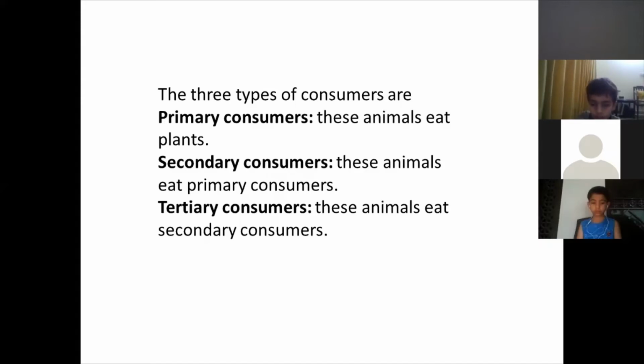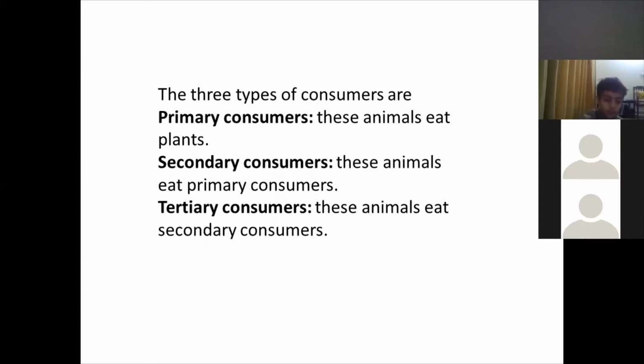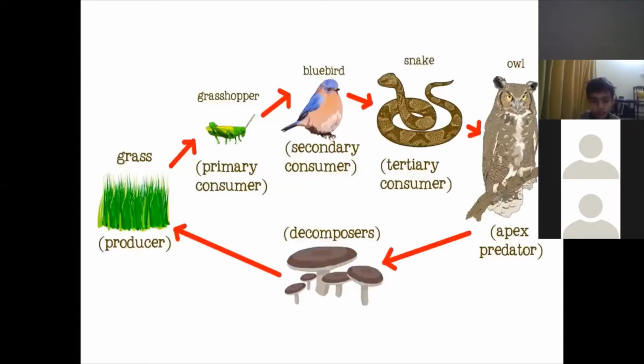Primary means the first stage, the starting stage, right? And those starters, they just eat plants. Secondary means the second stage, as you can see the name, secondary, second. They are the ones who eat primary consumers. And tertiary, the third stage, these animals eat secondary consumers. And now to explain all this, I'll explain this diagram, and it is there in the book page number 15 as well. You can look at it from that.